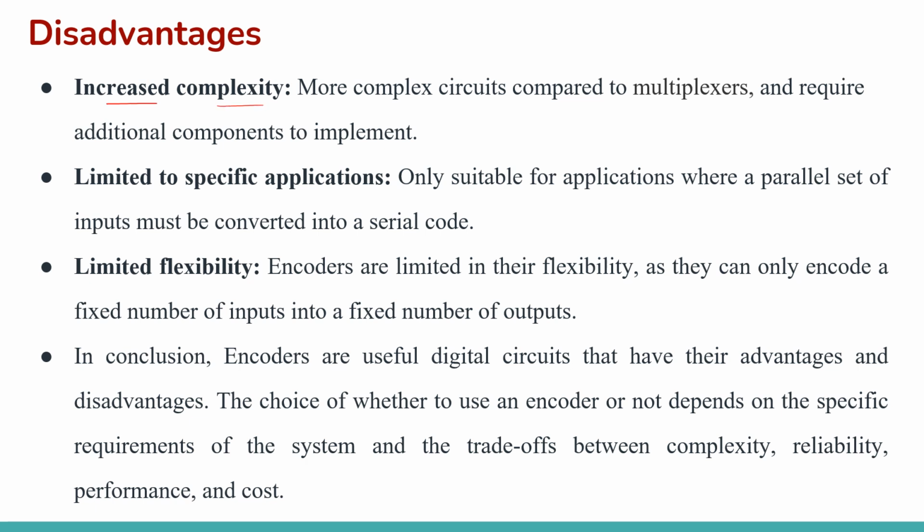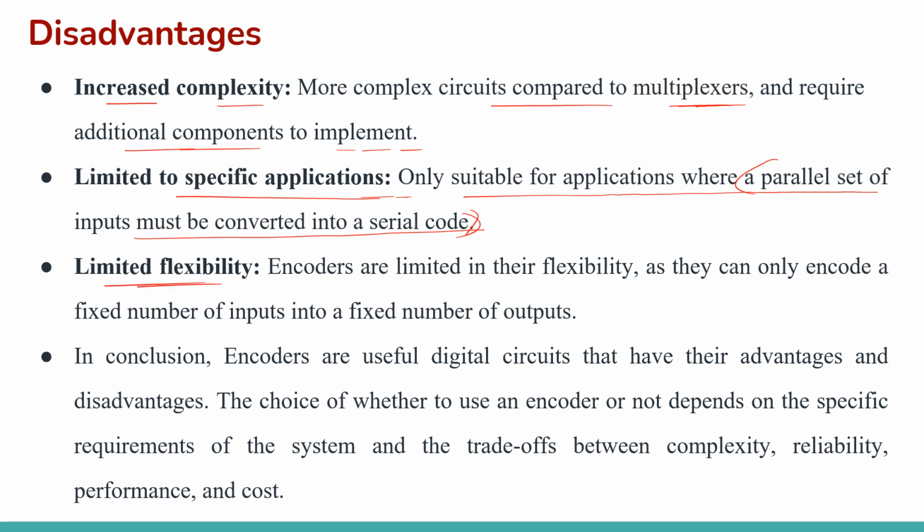Increased complexity: more complex circuits compared to multiplexers, and they require some additional components to implement. Next, limited to specific applications only. Only suitable for applications where a parallel set of inputs must be converted into serial code. So that is the second one. Limited flexibility: encoders are limited in their flexibility as they can only encode a fixed number of inputs into a fixed number of outputs.